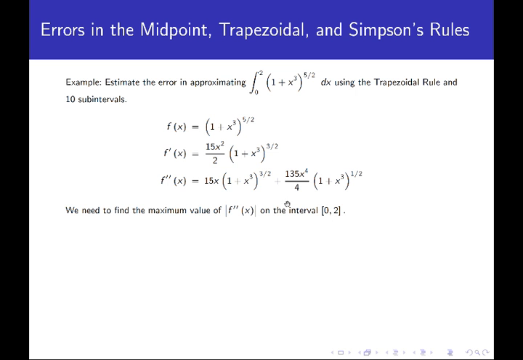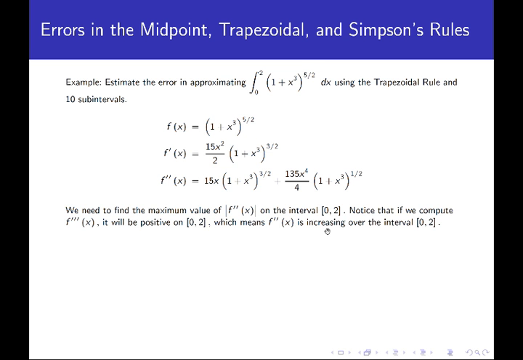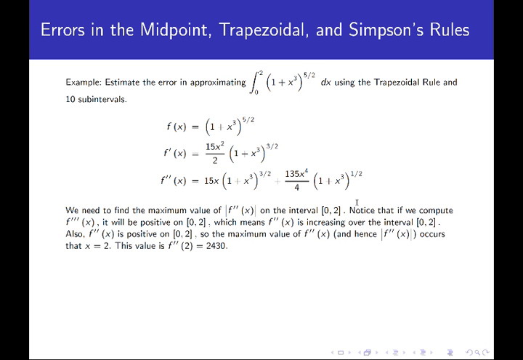So we notice that it's always going to be positive. The function's always positive. The second derivative is always positive. And the third derivative will also always be positive, no matter what. Well, that means the second derivative is actually increasing on the interval from 0 to 2, right? Remember, positive derivative means function is going up. So if the function is always increasing, its maximum value must occur at the right endpoint, which in this case is x equal to 2.